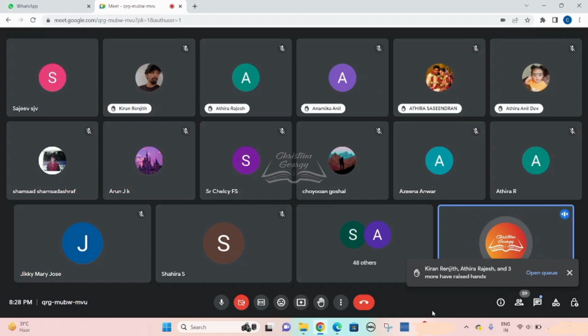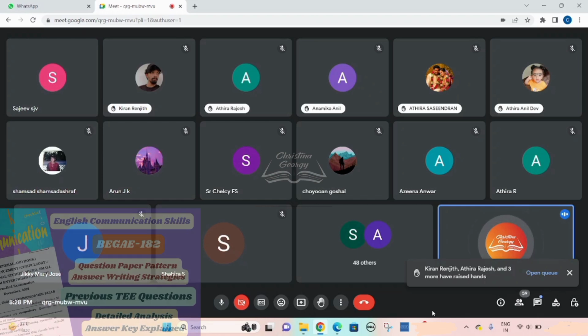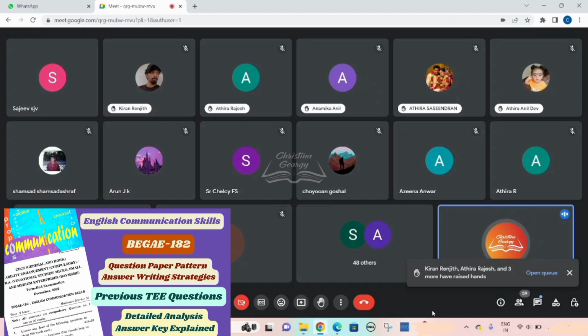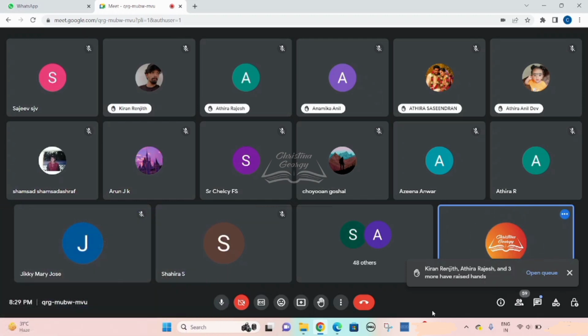So, in our previous session, we discussed the question pattern of this course code BEGAE-182, with specific focus on the December 2022 TEE question paper. There we had a close reading of the questions and I also helped you with the relevant and appropriate answers. I helped you with how to go about the examination and also regarding the basic things to take care of. I hope you are clear with the answer writing strategies.